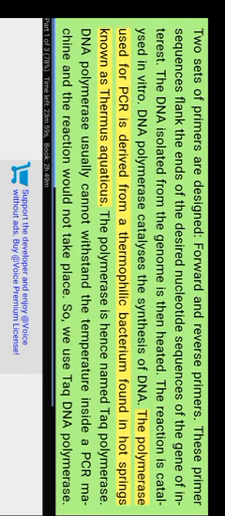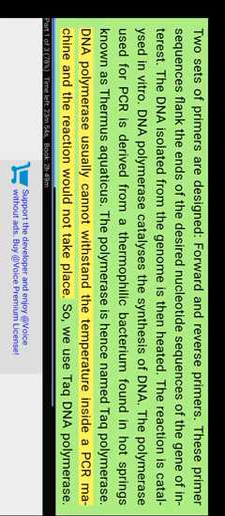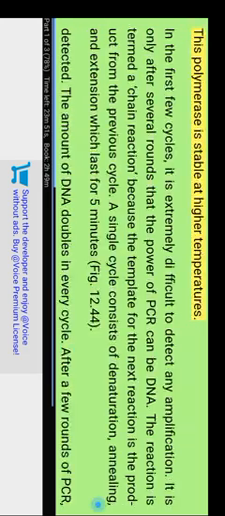The polymerase used for PCR is derived from a thermophilic bacterium found in hot springs known as Thermus aquaticus. The polymerase is hence named Taq polymerase. DNA polymerase usually cannot withstand the temperature inside a PCR machine and the reaction would not take place. So, we use Taq DNA polymerase. This polymerase is stable at higher temperatures.